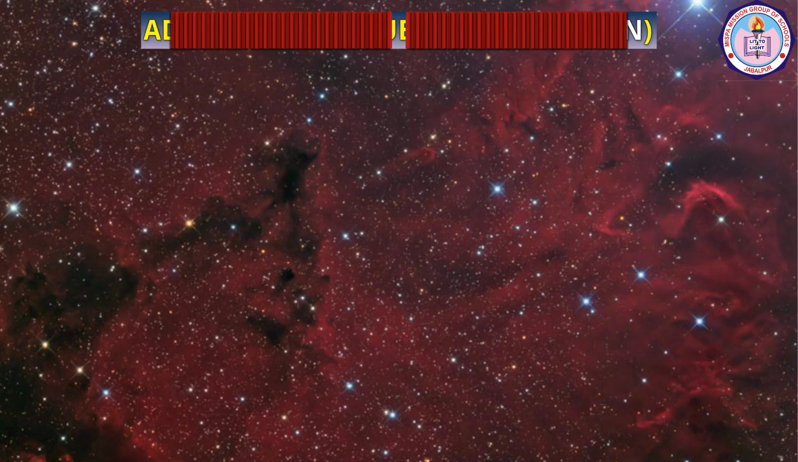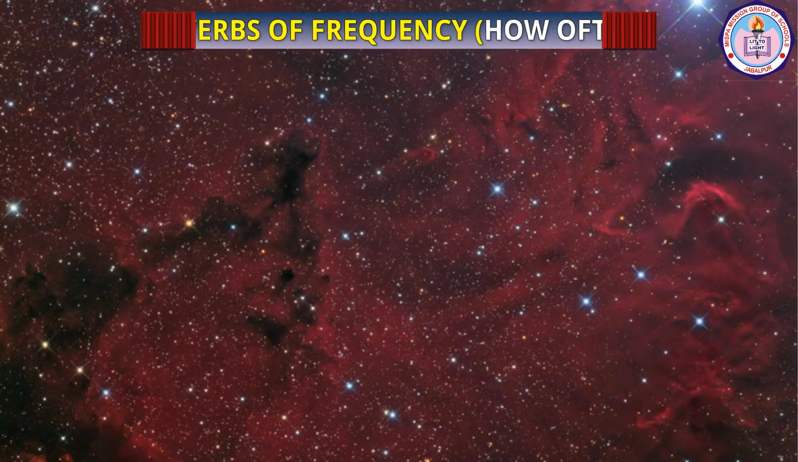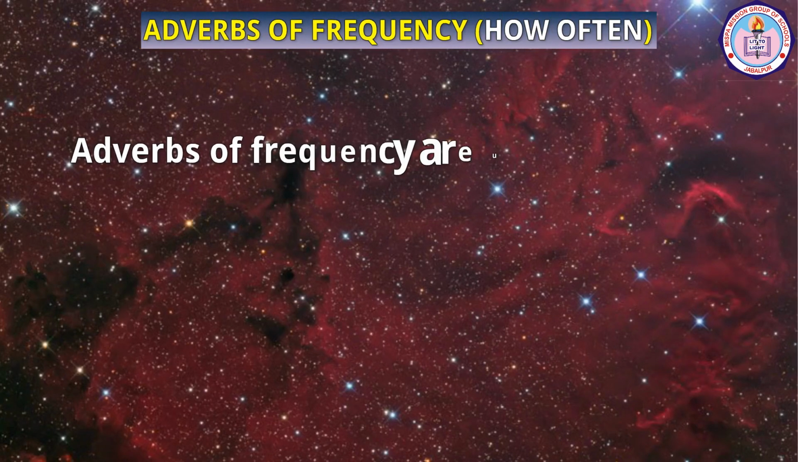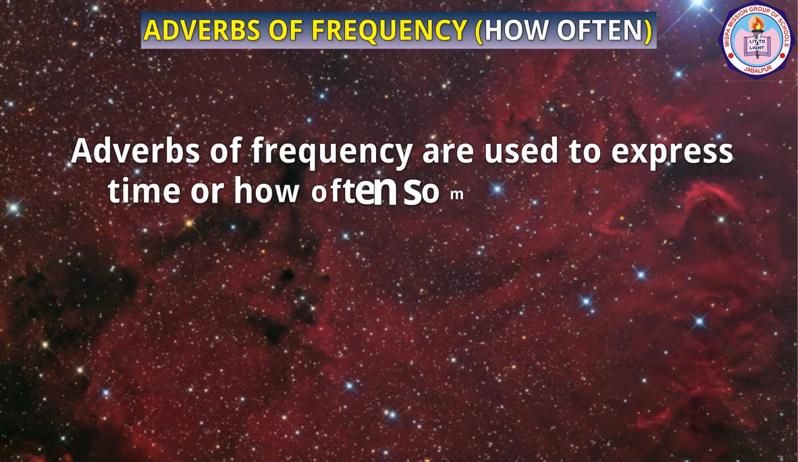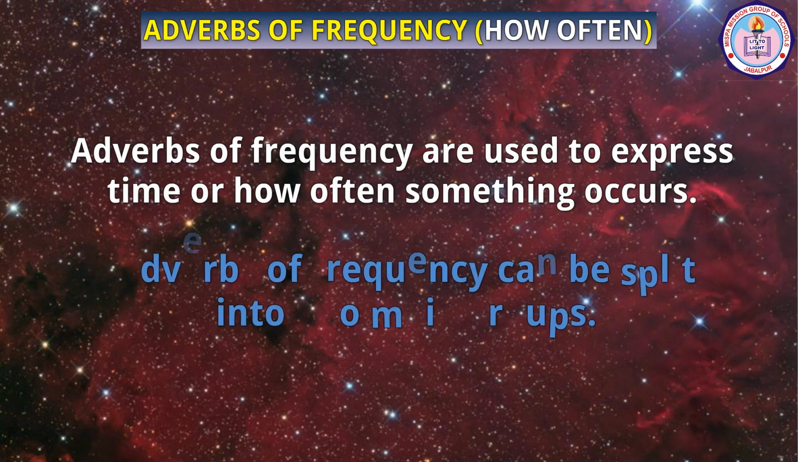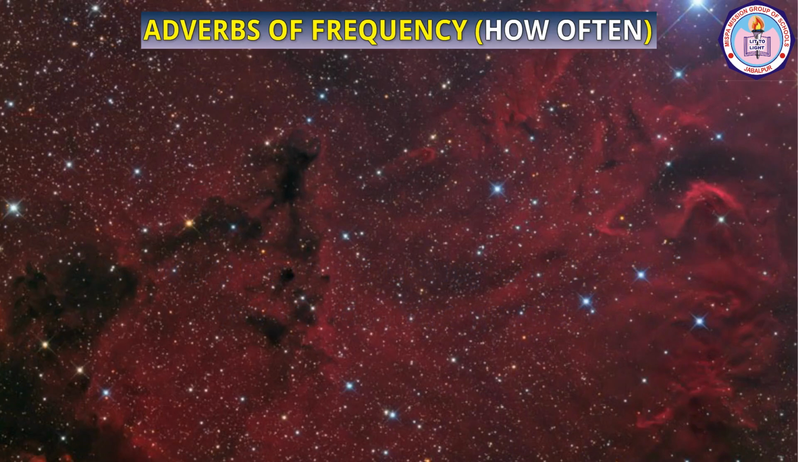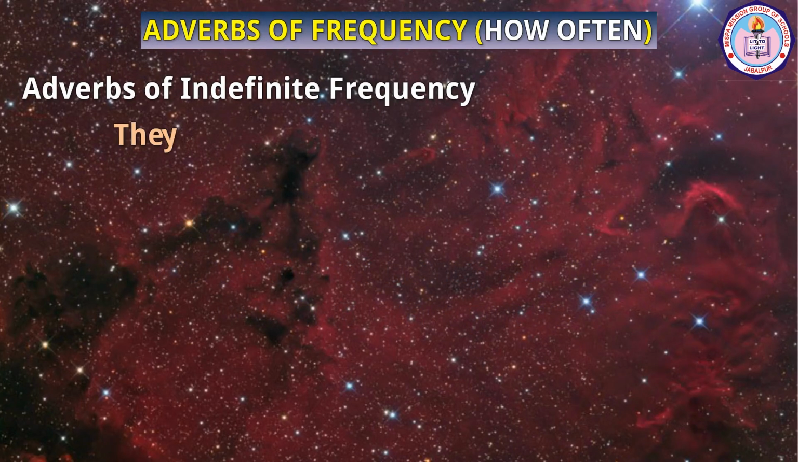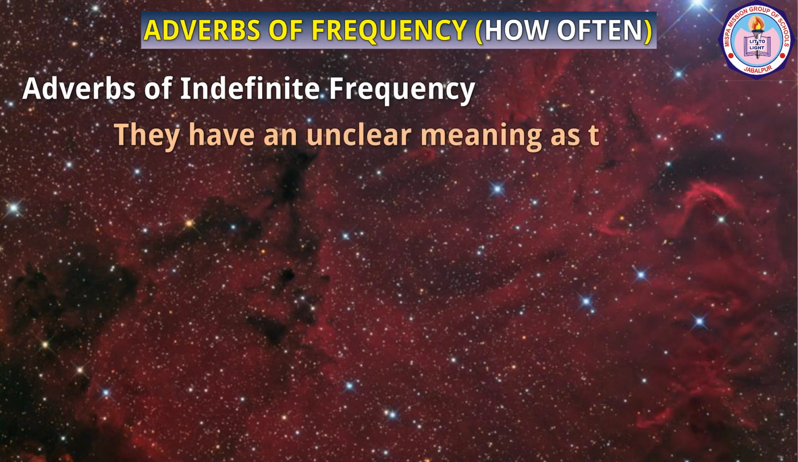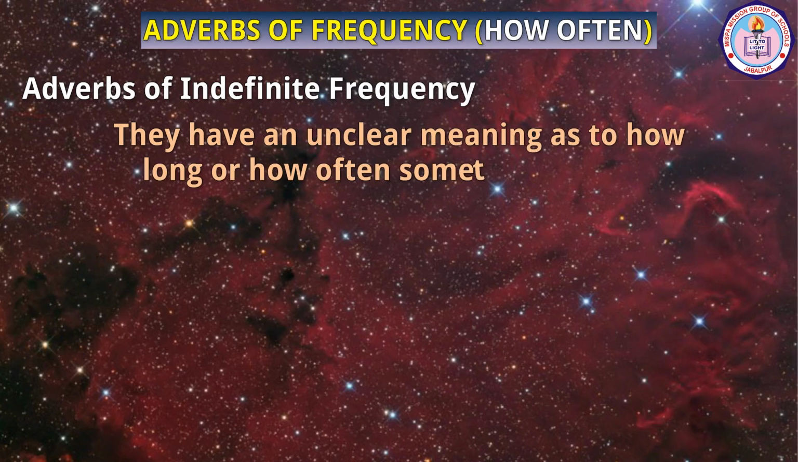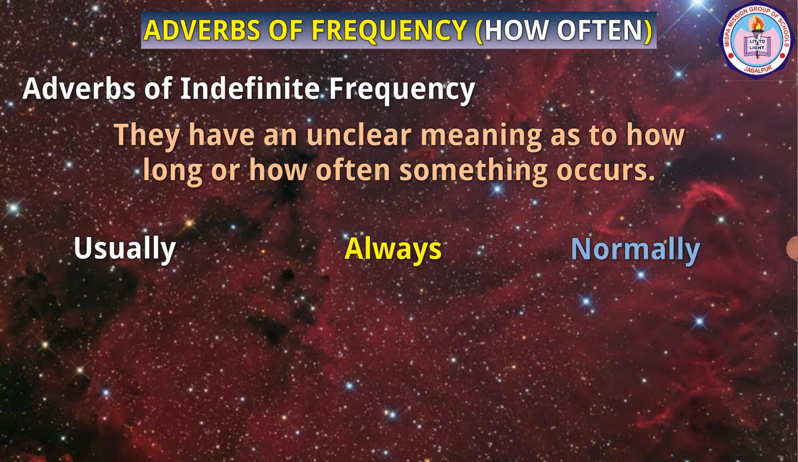Now, let us learn about adverbs of frequency. Adverbs of frequency are used to express time or how often something occurs. Adverbs of frequency can be split into two main groups. The first one is adverbs of indefinite frequency. They have an unclear meaning as to how long or how often something occurs. For example, usually, always, normally.